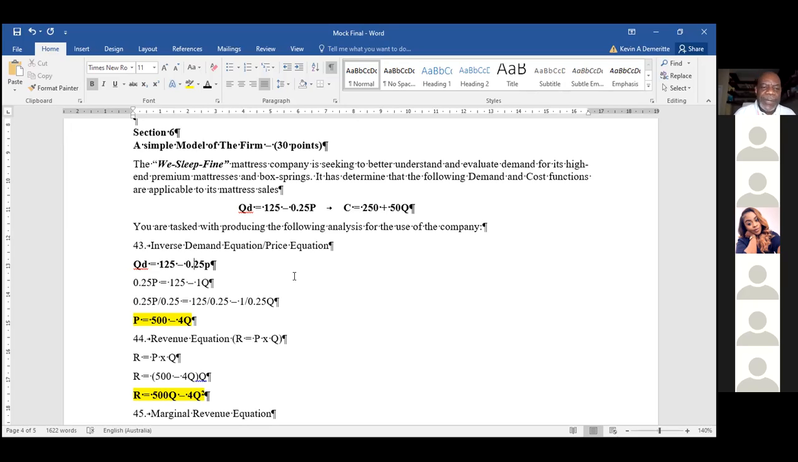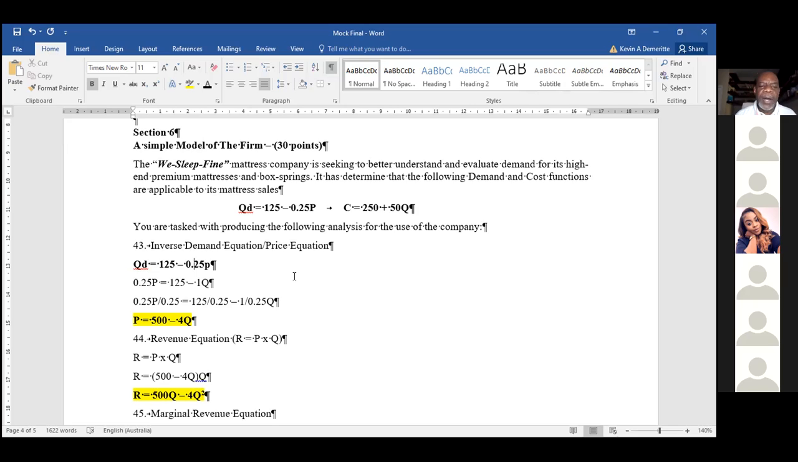Fine. So we end up with 0.25 P because we move it to the left, equals 125, that didn't change. And the Q, we move over to the right and it becomes negative 1Q. So we end up at 0.25 P equals 125 minus 1Q.